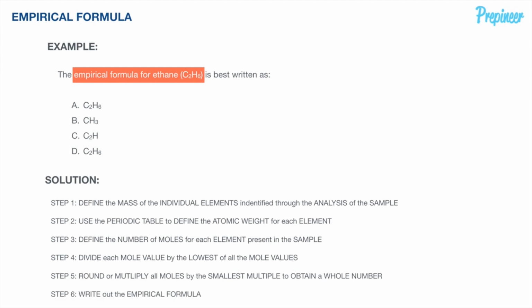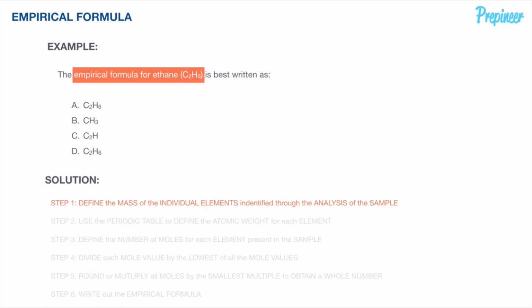So let's go ahead and start with step number 1. Again, we don't have an analysis in this particular problem statement. We are given the actual chemical compound with the associated molecular formula already, which means we can go ahead and skip over steps 1 and 2 and go to step number 3 in defining the number of moles for each element present in the sample.